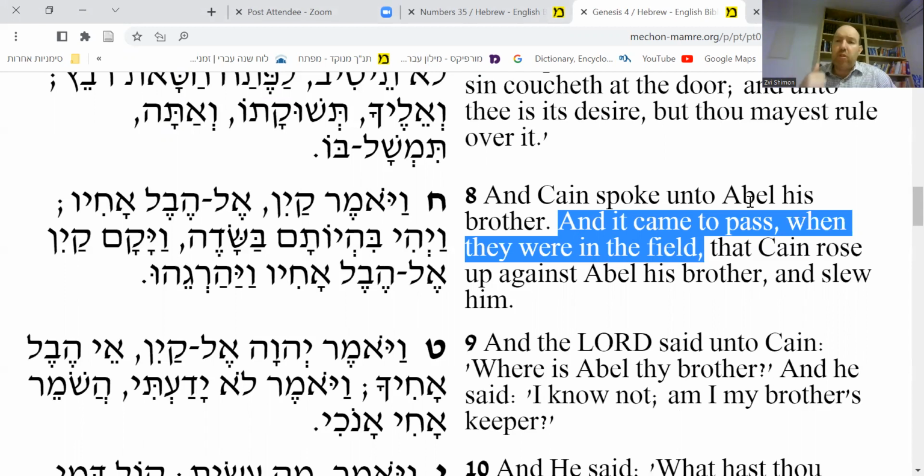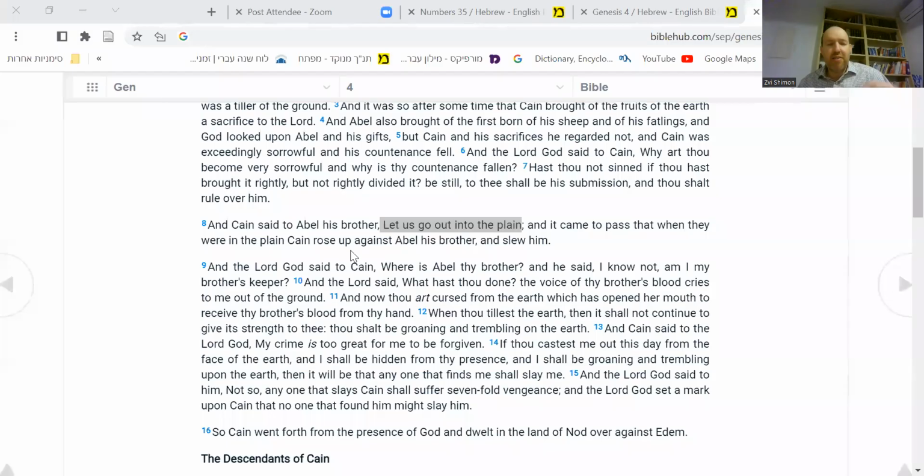the Septuagint, right? Basically, the Septuagint filled in and said that Cain told him to come to the field. And this is what Nachmanides is proposing as his reading of the verse. What was said? He said he told them to come to the field. Here, let's go back to the Septuagint. And Cain said to Abel, his brother, let us go out into the plain, into the field. That's exactly what Nachmanides is proposing.